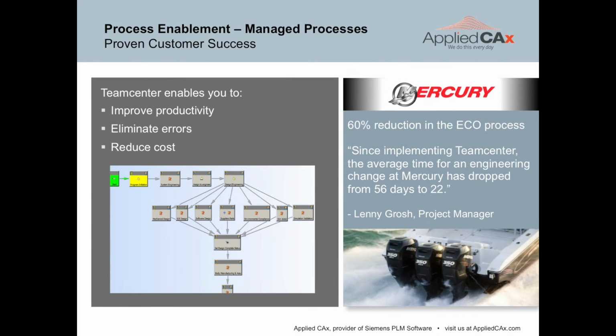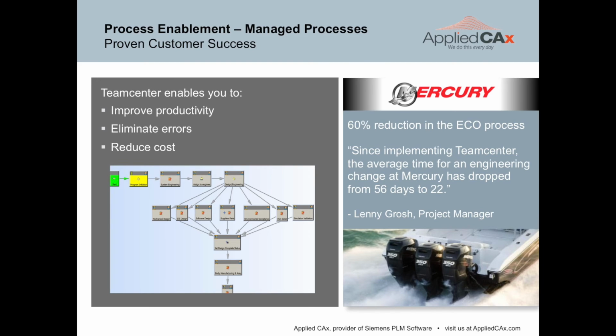Teamcenter workflow and change process management had some dramatic benefits at Mercury Marine. They said that with Teamcenter facilitating the ECO process, the average time for an engineering change at Mercury has dropped from 56 days to 22, a 60% improvement, helping them work more efficiently, which translates into more time spent developing the products that increase their market share. As a result, they are much more efficient.